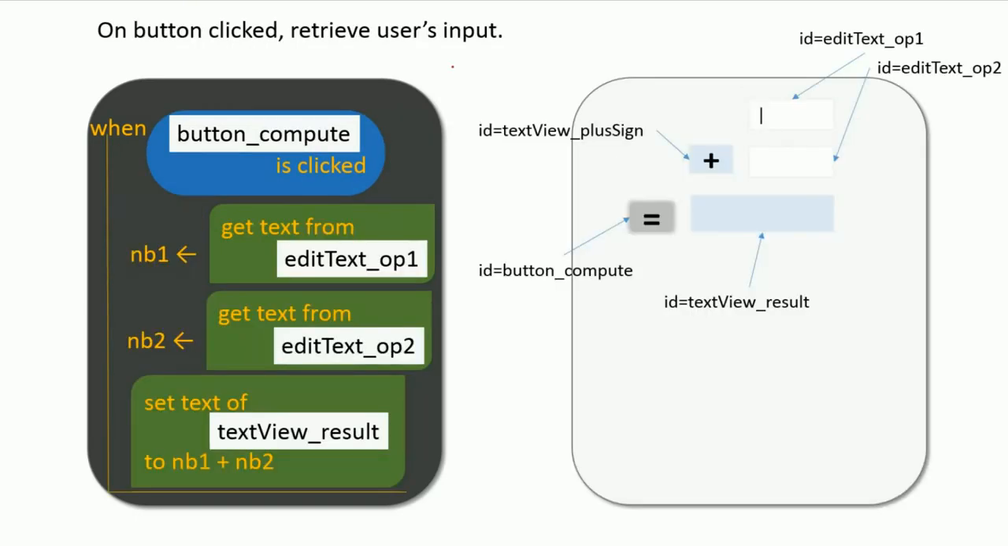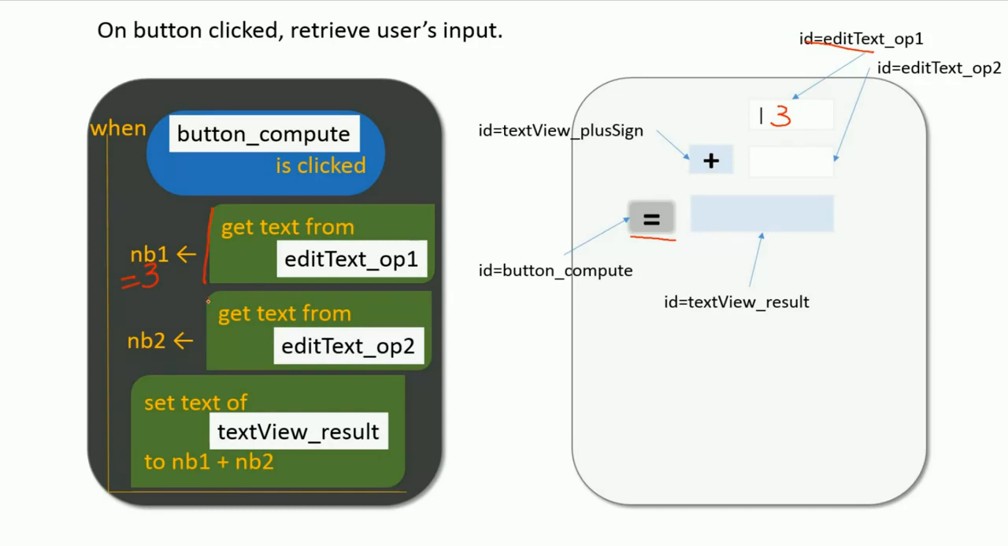Knowing the ID of an edit text can also allow me to retrieve the text typed into it by the user. So for instance, here when this button is clicked, my first action is to retrieve the text stored in the view edit text up 1. So that's this view. Let's say that the user enters 3. I retrieve this value and I store it into the variable called nb1.